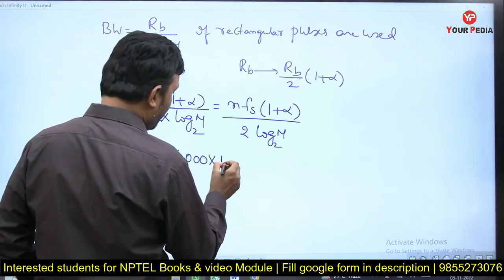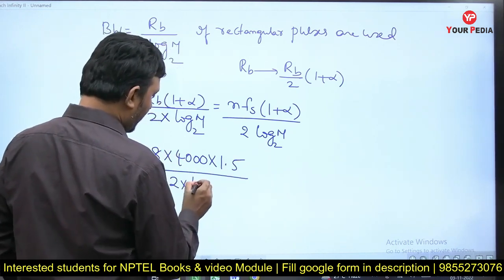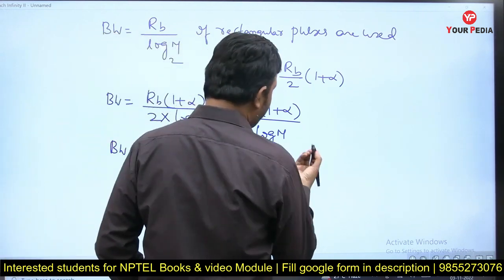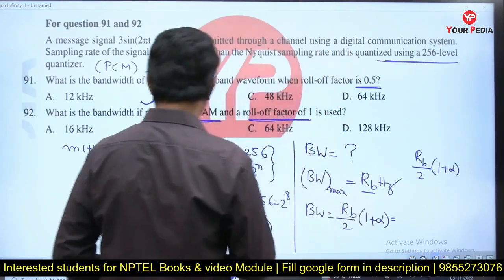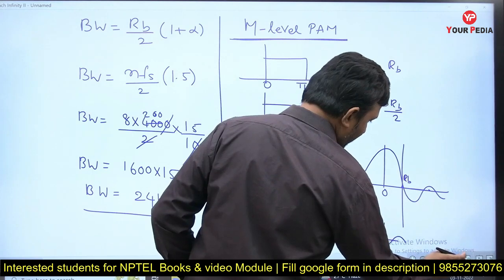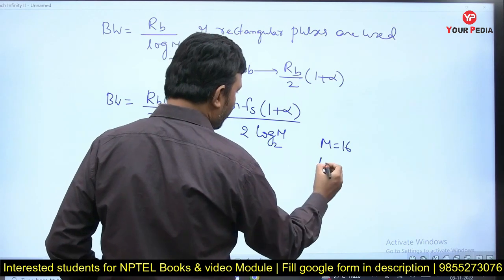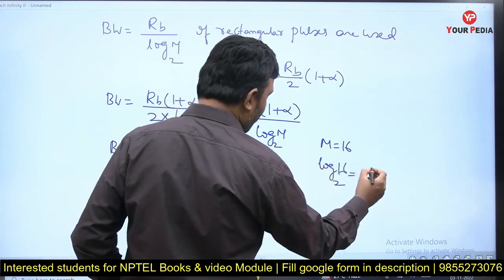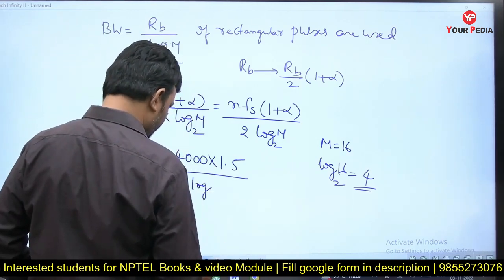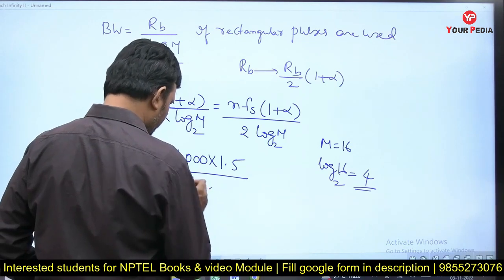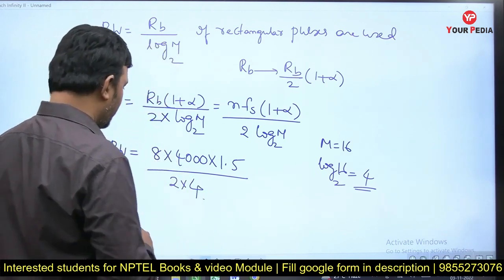into 1.5 by 2 log M to the base 2. M is nothing but the number of symbols, and 16 PAM, he said. So for 16 PAM, M is 16. So log 16 to the base 2 will be 4, right? So I can remove this and put 4 here.